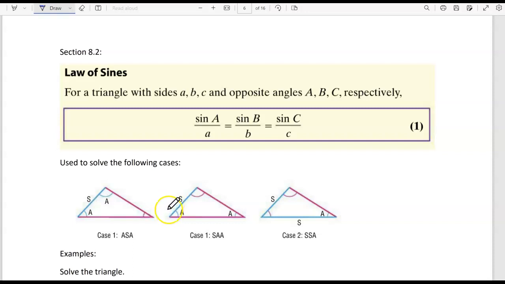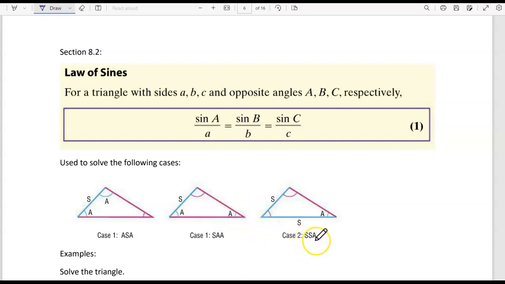So when can you use the law of sines? The law of sines can be used if you have an angle side angle triangle. So what that means is you know this angle and you know the side length between those two angles. Or if you have a side angle angle triangle, so we know this side, we know the angle connected to that side, and then we know this angle over here.